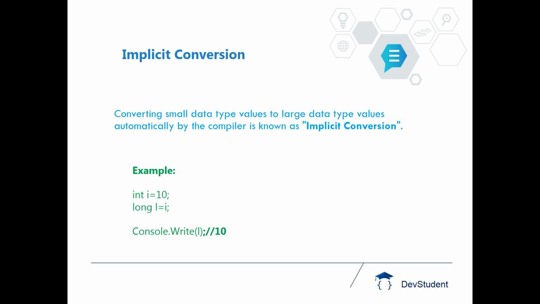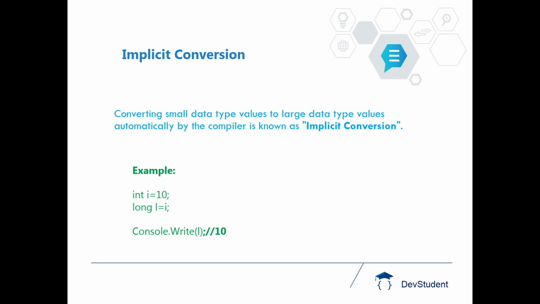Coming to implicit conversion, if you are converting a value of a small data type to a large data type, it is known as implicit conversion, and it is automatically taken care of by the compiler. For example, if you have a variable int I which has a value 10, stored in int, which has a specific range, and you want to place the 10 present in variable I into long, you can do the implicit conversion here. That means the compiler automatically takes care. You can directly write long L equal to I. The value inside I, which is 10, is automatically converted into long type.